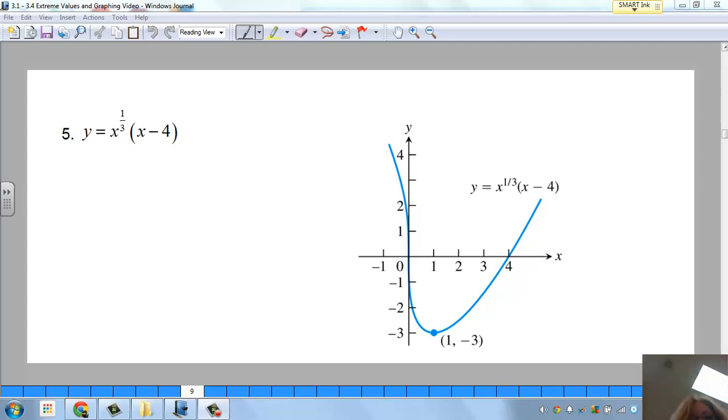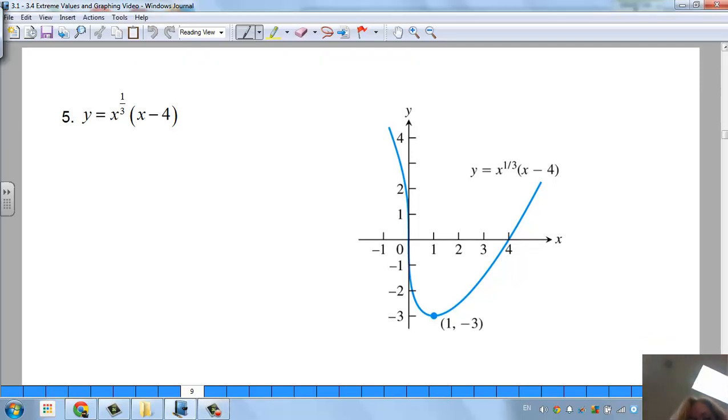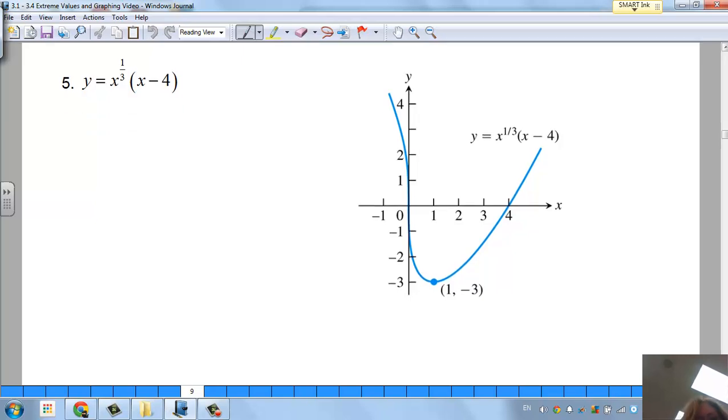Alright, this is the last example I'm doing for just plain finding critical points of a function. And I have a graph here. It's x to the 1/3 times x minus 4, and here's a nice graph. What we're going to do first is see if we can find if there's any critical points. It looks like there's a local min here. I don't really see a local max, but we'll see with our calculus.